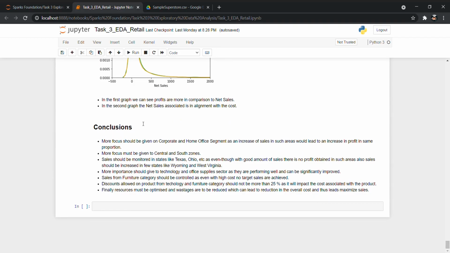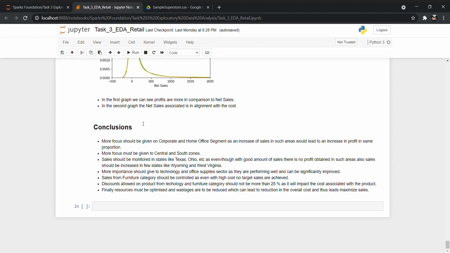So from this I have drawn certain conclusions, which are as follows. More focus should be given to the corporate and home office segments, as an increase of sales in such areas would lead to an increase in profit in the same proportion. More focus must be given to the central and south zones. Sales should be monitored in states like Texas, Ohio, etc., as even with a good amount of sales, there is no profit obtained in such areas. Also, sales should be increased in a few states like Wyoming and West Virginia.